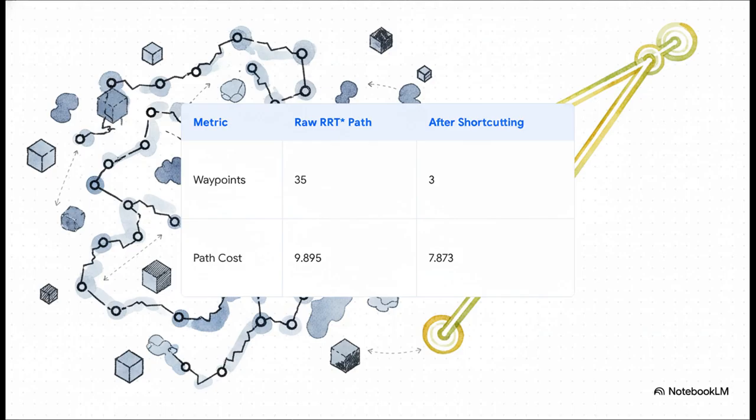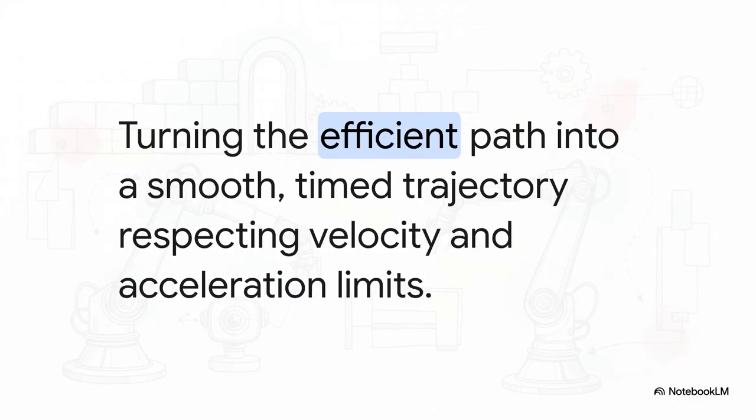That's a huge win. Okay, so now we've got this lean, mean, 3-waypoint path. But it's still just a connect-the-dots puzzle, right? We need to turn it into a real, fluid motion. That's where a tool called TOPP-RA comes in. It takes our path and figures out the best way to move along it, calculating all the precise velocities and accelerations, all while making sure we don't violate the robot's physical speed limits.